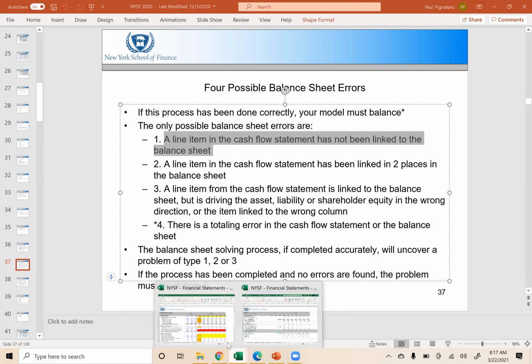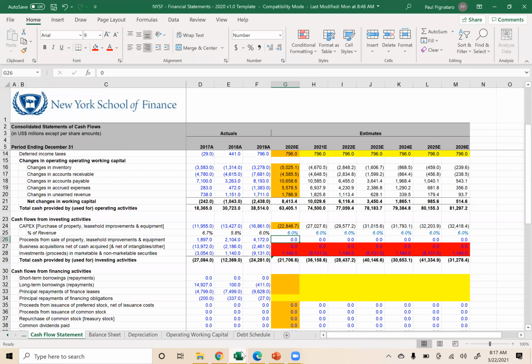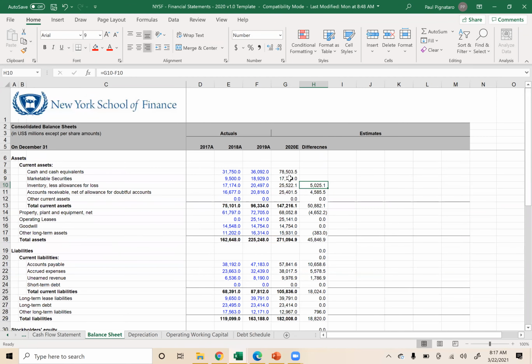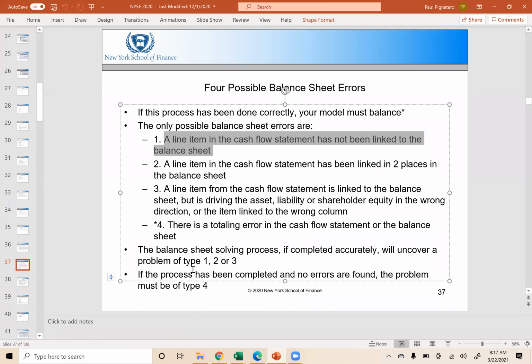If you're going down this exercise and you realize the flows are going the wrong way, so I see a positive 1104 over here, and it should have been negative, or the numbers don't even match. If the numbers don't even match, then I've linked the wrong column. I've linked the wrong years. Both of those issues are problem type 3.